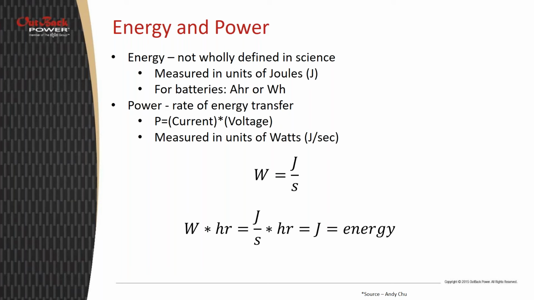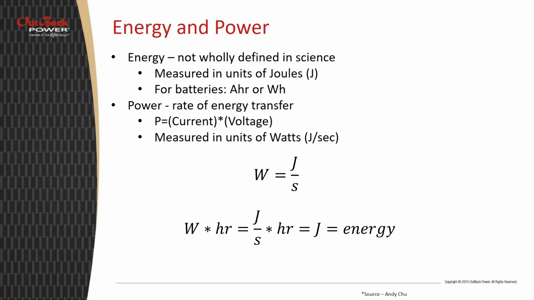But first, we need to define power, or the rate of energy transfer. Power can be found by multiplying your current times your voltage. Both of those things we can measure. Power is measured in units of watts. A watt is defined as a joule per second. So here's where we go back to our energy definition. Energy is measured in joules, and then a rate is some quantity over a unit of time. That's where we get watts, joules per second.